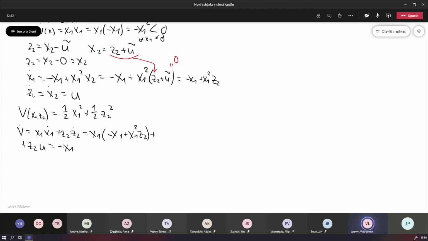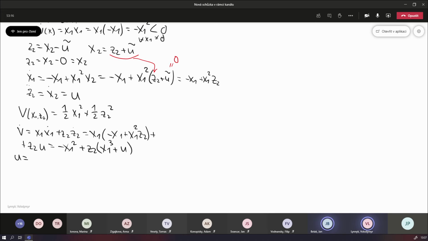Minus x1 squared plus z2. Here it's x1 cubed plus u. Something like this. Now we need to design u to stabilize this system. Okay, can someone design this u?